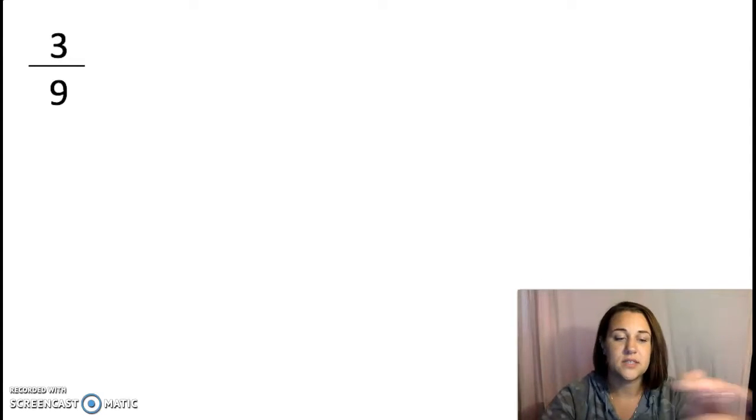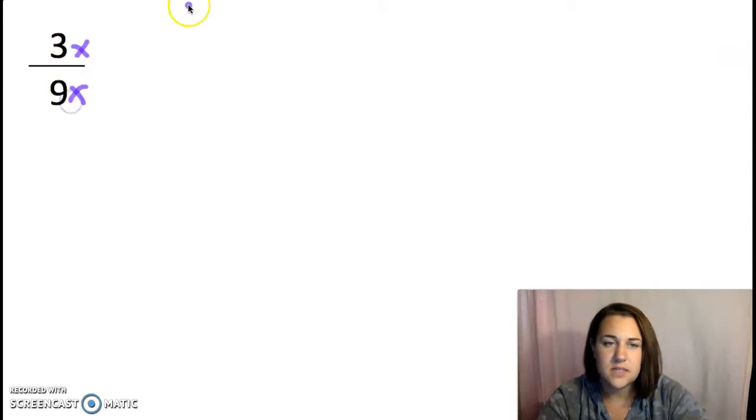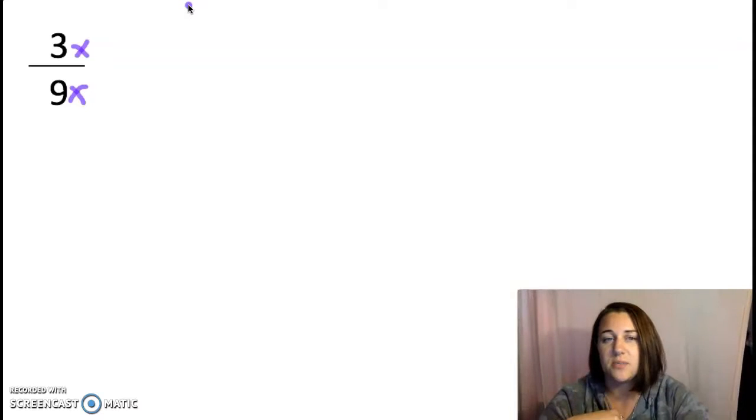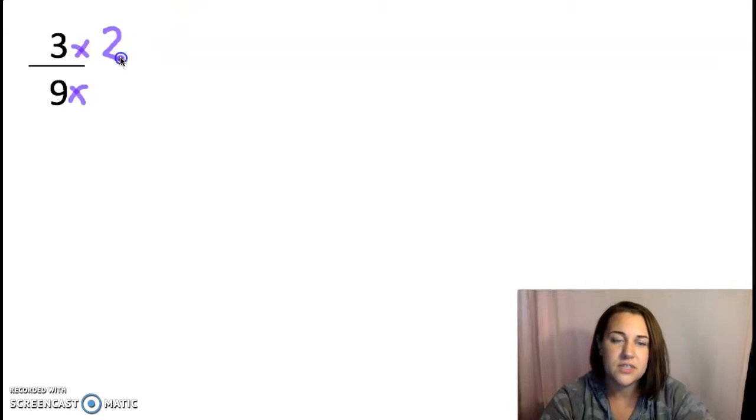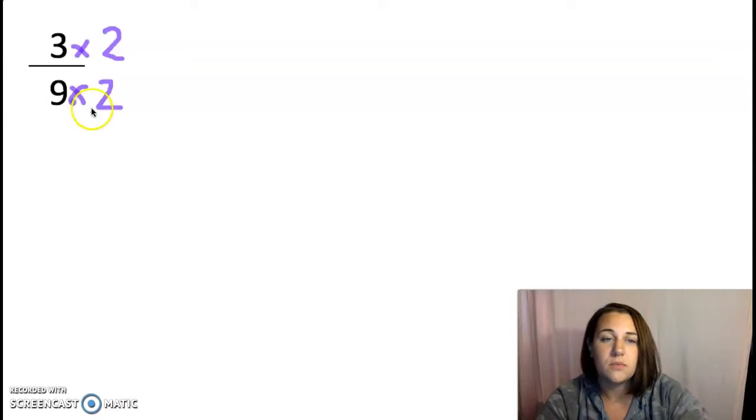So, let's get started. I have this fraction here, 3 over 9, right? And I'm going to be using multiplication. Now, I know I'm using multiplication, so let me put my multiplication symbol, right? Easy peasy. Now, I have to decide what number am I going to multiply by. And I'm going to multiply by 2 because 2 is the easiest number to skip count in my opinion. So, I decided on my number, so 3 times 2, and whatever I do to the top, I have to do to the bottom. That's the rule, okay? So, I do 9 times 2.